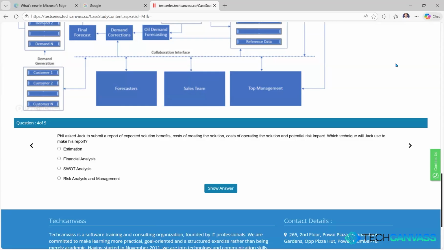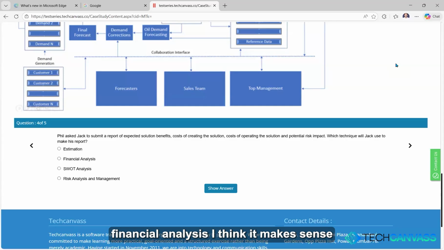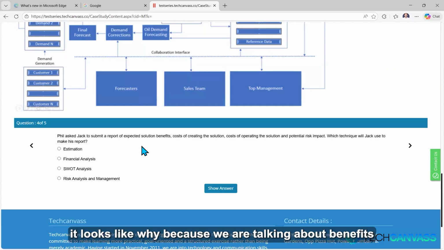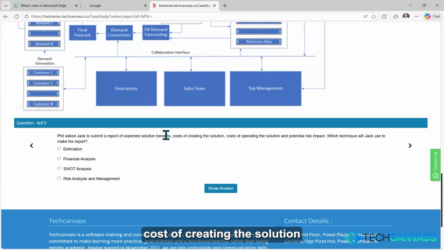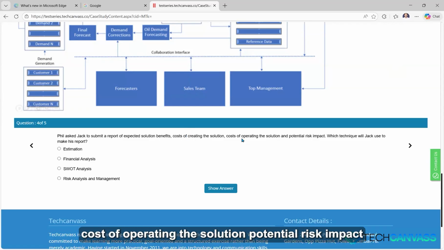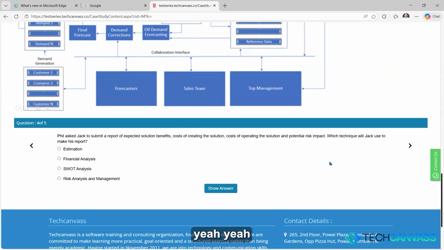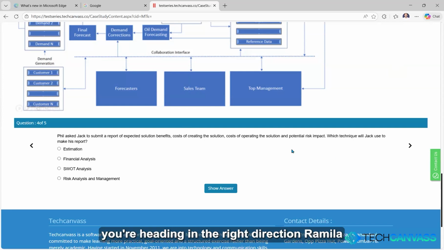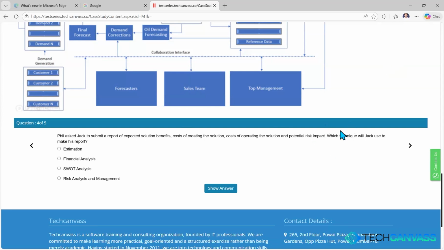Okay, estimation. That's Ramila, right? Why do you think it's estimation? And Bhavna, by the way, financial analysis, I think it makes sense. It looks like it, because we are talking about benefits, cost of creating the solution, cost of operating the solution, potential risk impact. Okay, you're heading in the right direction. Ramila, what do you think?